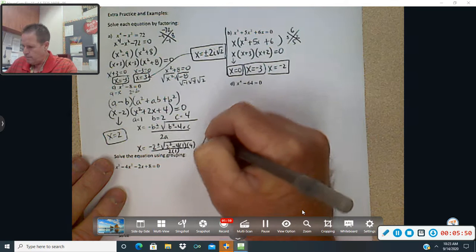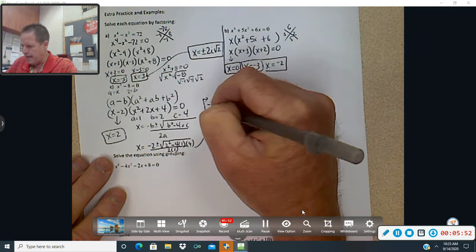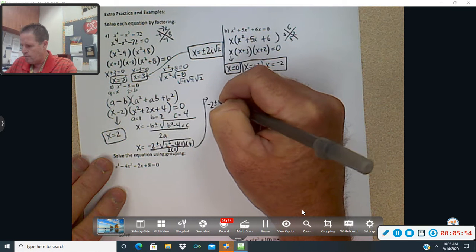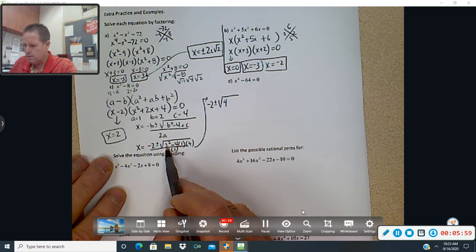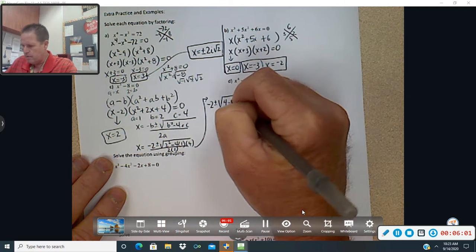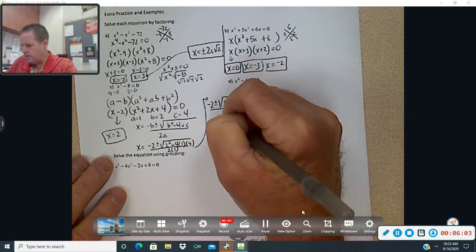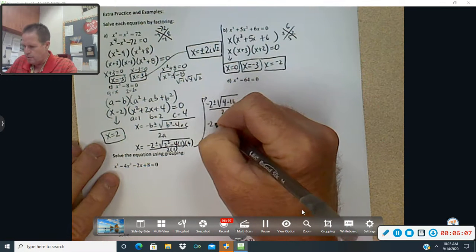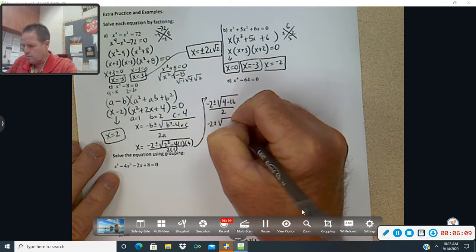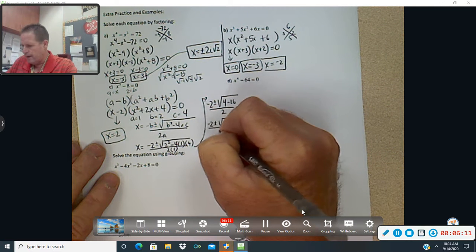Okay, I'll continue up here. So this is going to give me negative 2 plus or minus the square root of 4, 2 squared is 4, minus 16, divided by 2. Okay, so this is going to keep going. Negative 2 plus or minus the square root of negative 12 divided by 2.